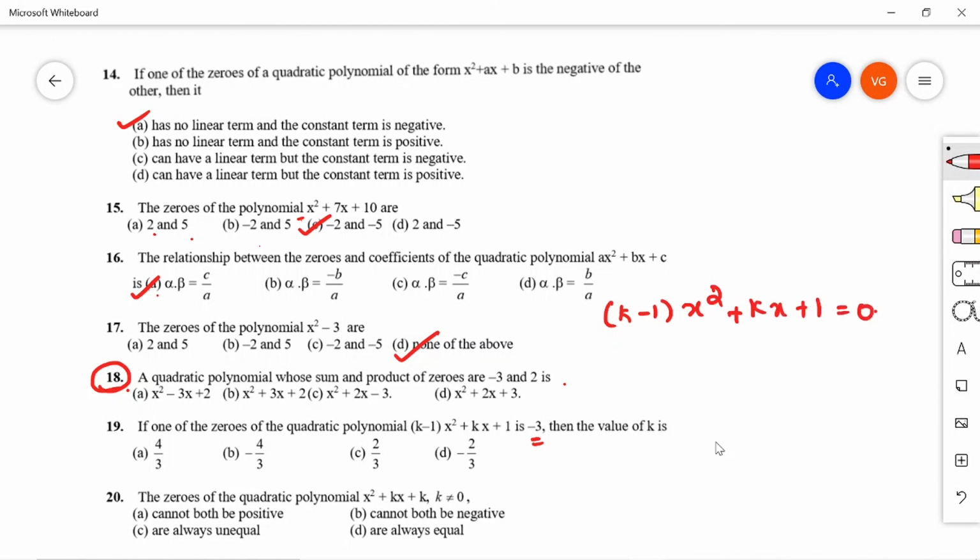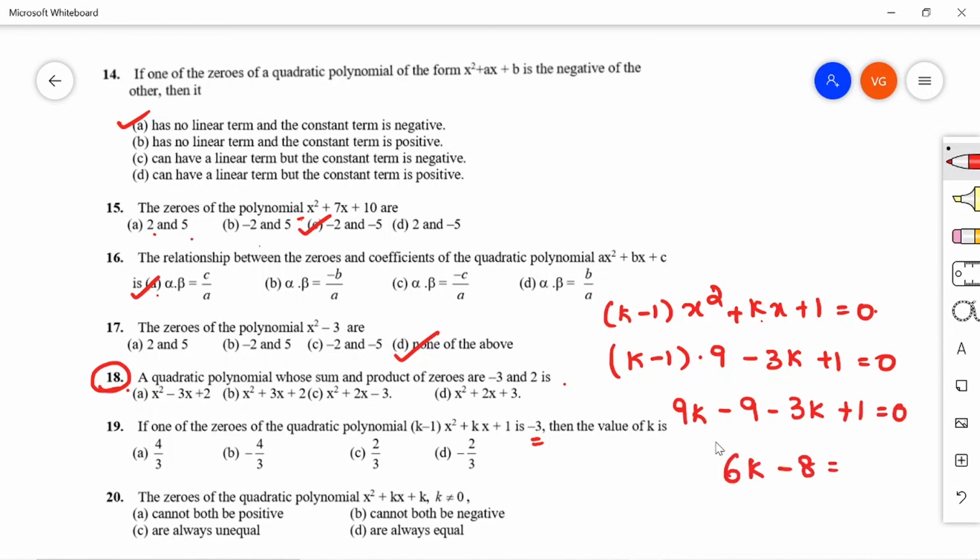Let us put minus 3. So (k minus 1) times minus 3 squared, 9. x means minus 3, so minus 3k plus 1 is equal to 0. So this will be 9k minus 9 minus 3k plus 1 equal to 0. So 6k minus 8 is equal to 0. k is equal to 8 by 6, or 4 by 3. So option A is correct for question number 19.